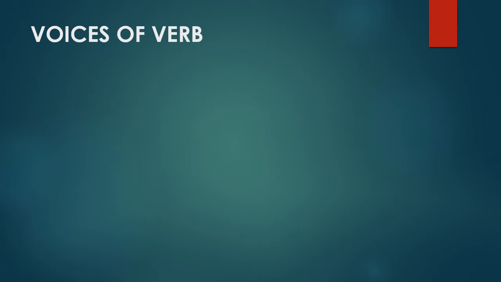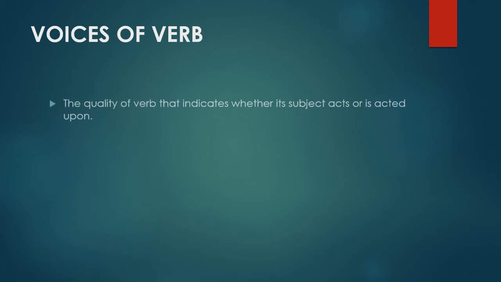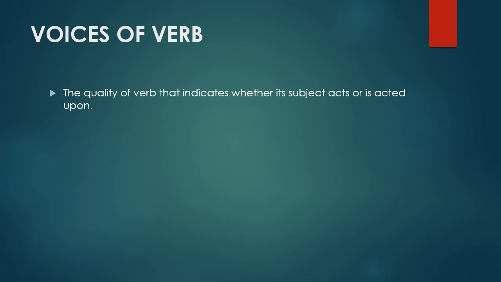Voices of verb can be defined as, in traditional grammar, the quality of a verb that indicates whether its subject acts or is acted upon. We categorize voices of verb in two types. First is active voice and second is passive voice.